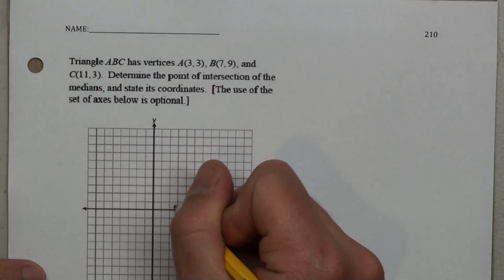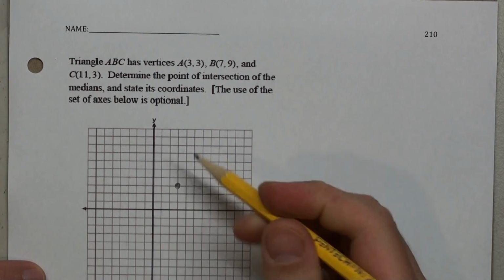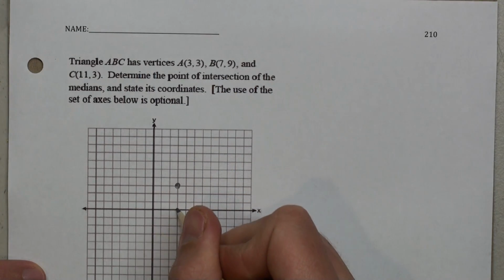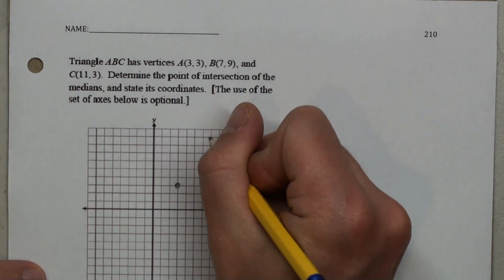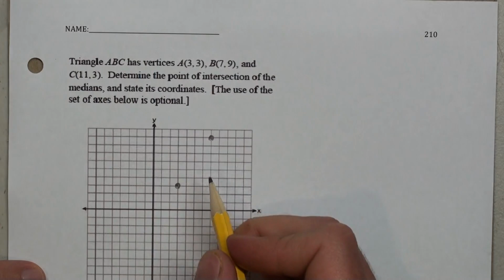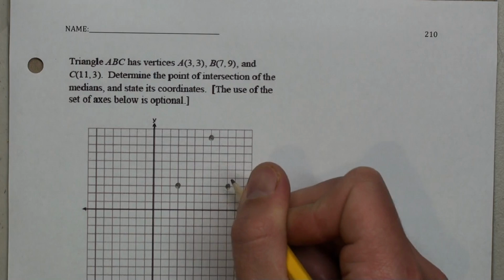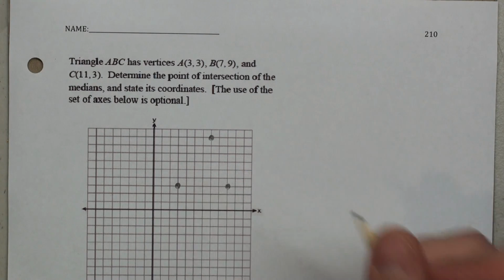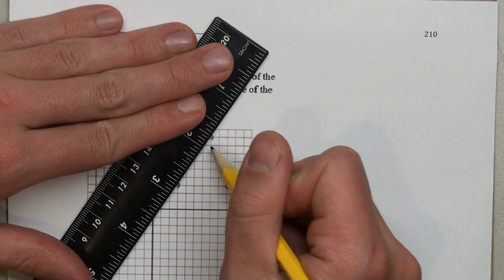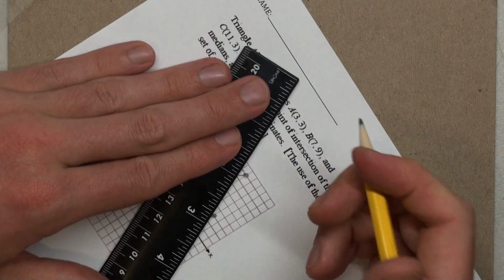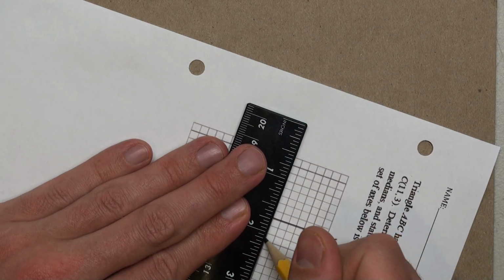Triangle has vertices 3, 3. Look at this. It's going to be the same problem. They actually gave you the same exact problem twice. 7, 9. 1, 2, 3, 4, 5, 6, 7. 1, 2, 3, 4, 5, 6, 7, 8, 9. And 11, 3. This was 9, so 10, 11, 1, 2, 3. Is it the same? It is exactly the same problem. But in this one, they made us actually draw the triangle, but this is exactly the same problem.